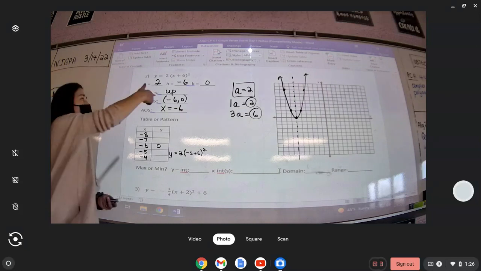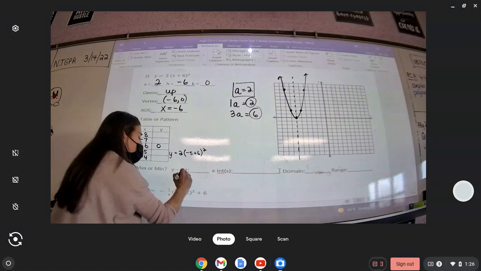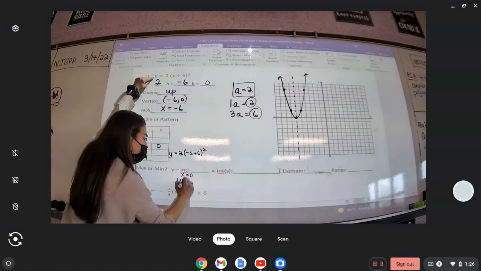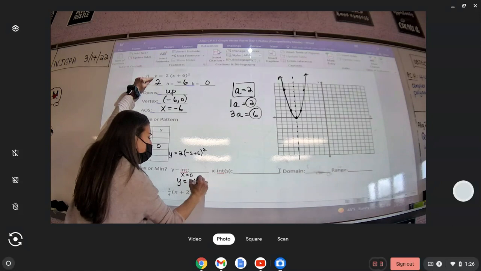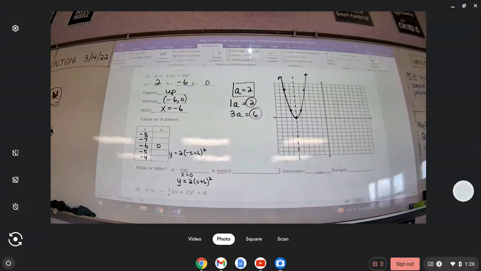So let's find the y-intercept so you guys can plug in 0 and see what number comes out. So if we found the y-intercept, we know x is 0. So let's plug 0 in. Y will be 2, parenthesis, 0, +6, square it, and hit enter. Wait a second.